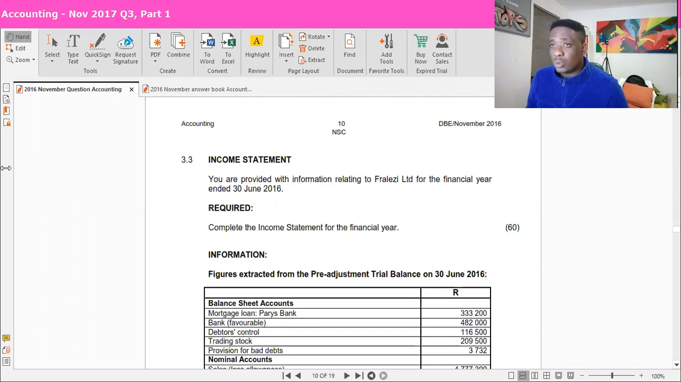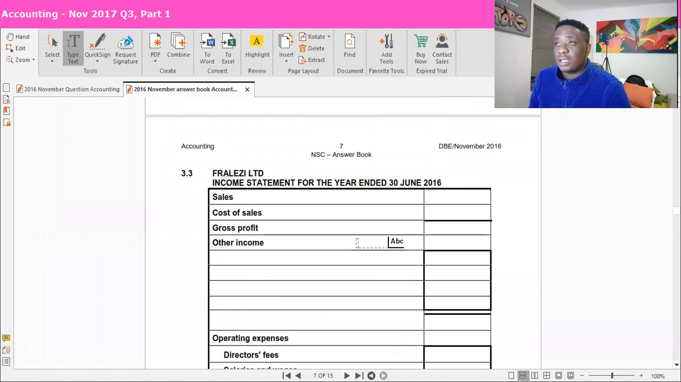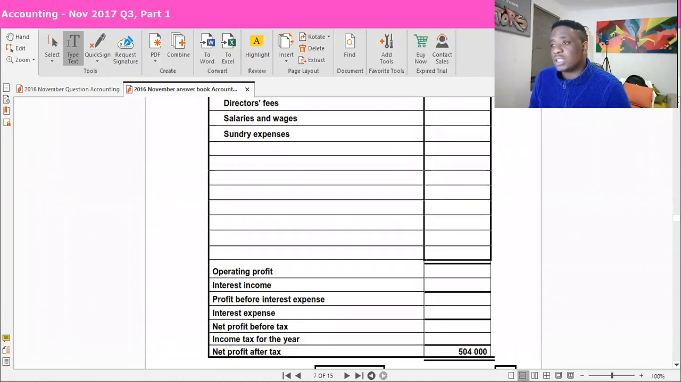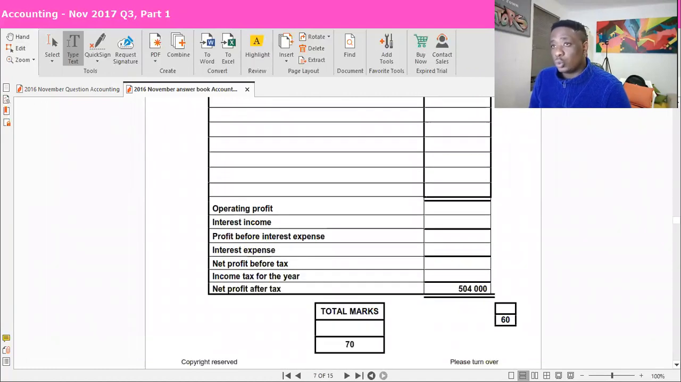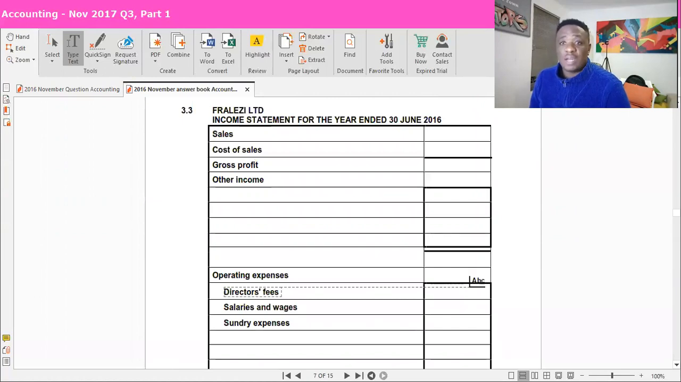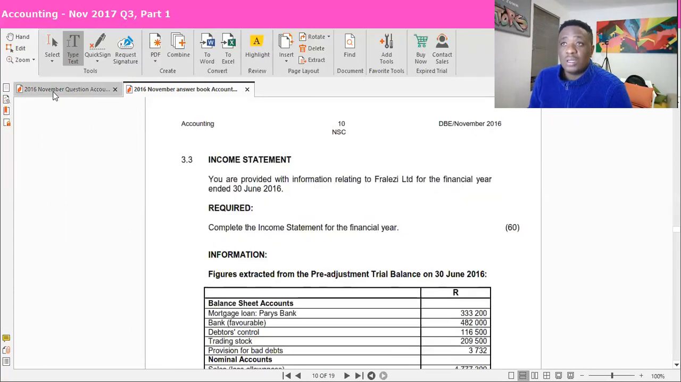So let's see what we're given here. We are provided with information relating to Fralazy Limited for the financial year ended 30th of June 2016. And the question is: complete their income statement for the financial year of 2016. So you can see here we have the structure, and then we just have to put a little bit more juice, and we'll have everything in order. We've already been given the net profit. Maybe you might have to calculate something as a balancing figure. So we just need to be aware of that.